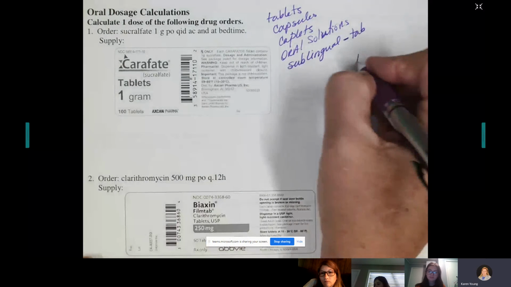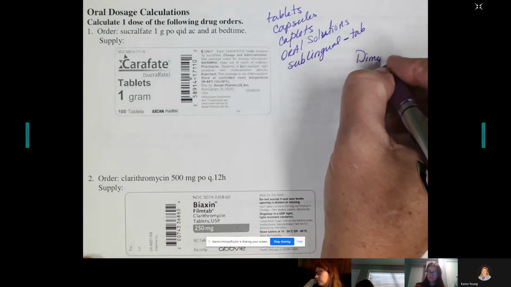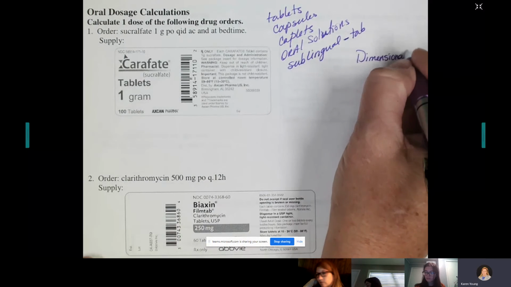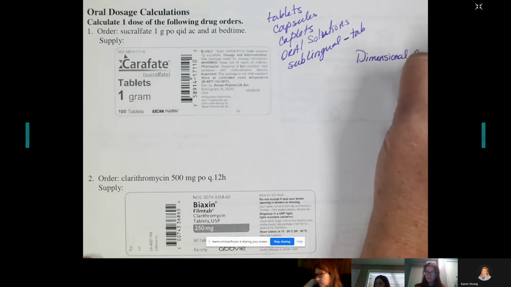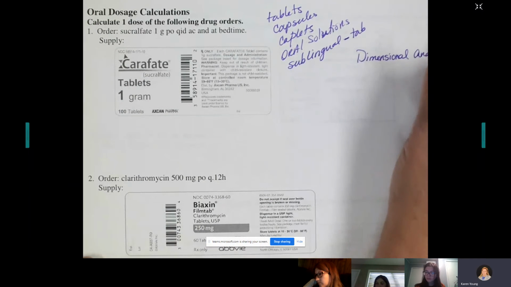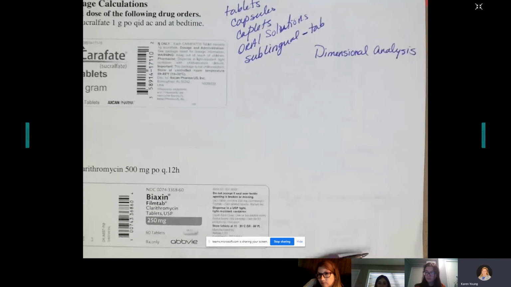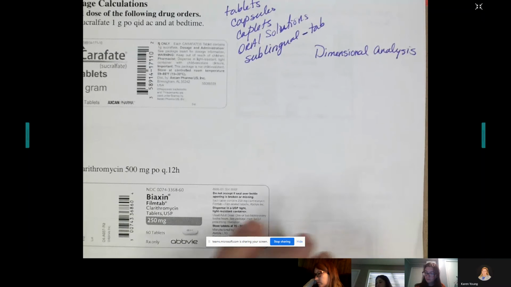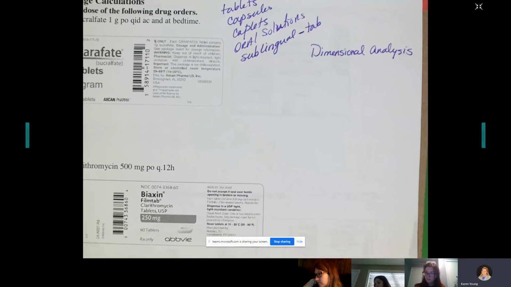We're going to use dimensional analysis. I'll move this over in a second. To solve our equations or to solve our answers.